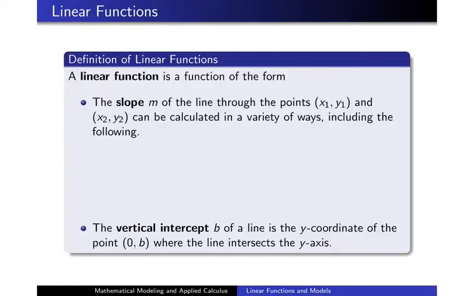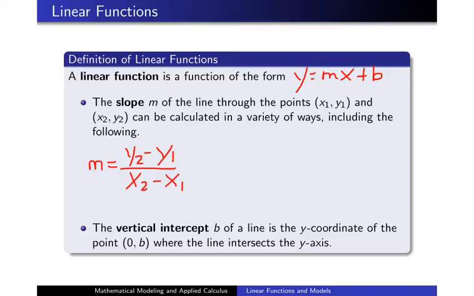So let's begin our review of linear functions. A linear function is a function that is of the form y equals mx plus b. So there's 2 parameters here. The first parameter is the slope m, and the second is the intercept b. Now we calculate the slope of a line through 2 points, x1, y1, and x2, y2, using the familiar formula with slope. So m equals y2 minus y1 divided by x2 minus x1.